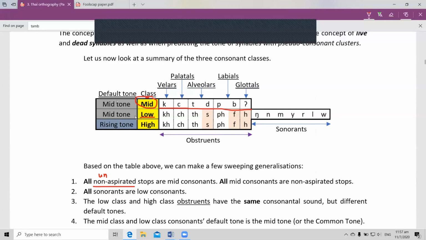You will observe that the default tones are like the ends of the spectrum. We have the common tone, tone 1, tone 2, tone 3, tone 4. The mid and low class consonants' default tone is the first one of the spectrum, like ma, ka. But the high class consonants occupy the other end of the spectrum, like ka, cha.